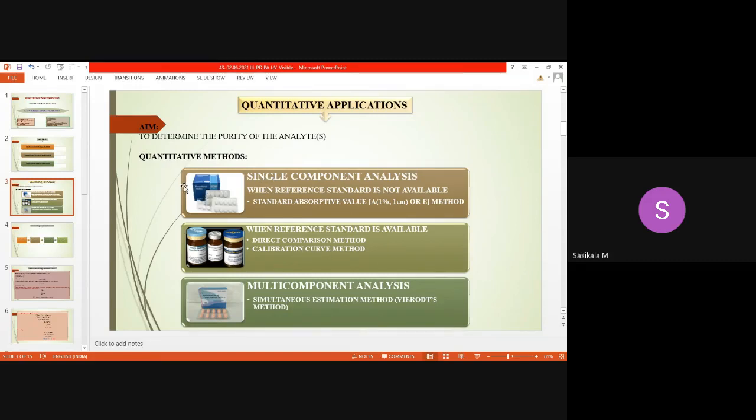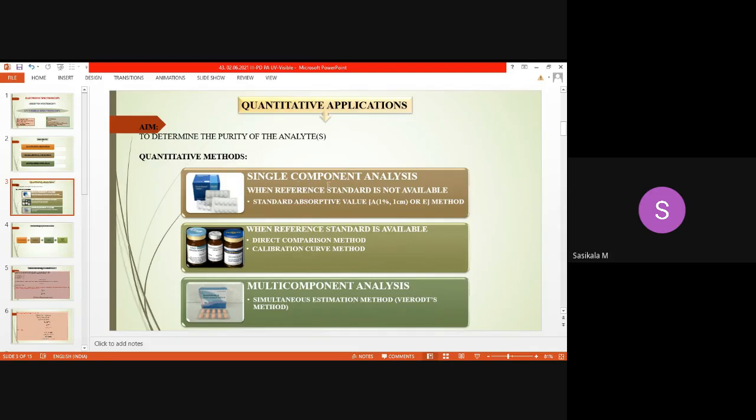If you are determining the quantity and purity of a single active pharmaceutical ingredient, then we need to follow single component analytical methods. If the formulation has more than one component, if paracetamol is combined with some other drugs, then it is called multi-component analysis. We'll discuss what methods are available for single component and multi-component analysis, and how we perform those studies.